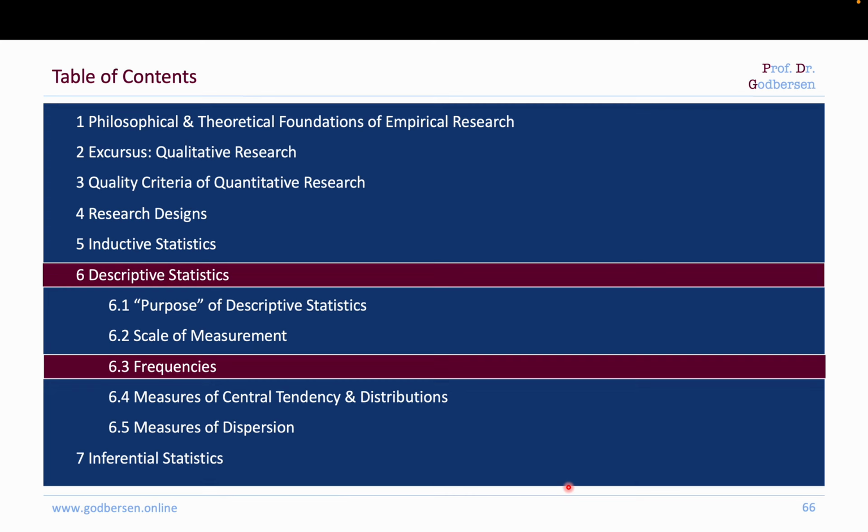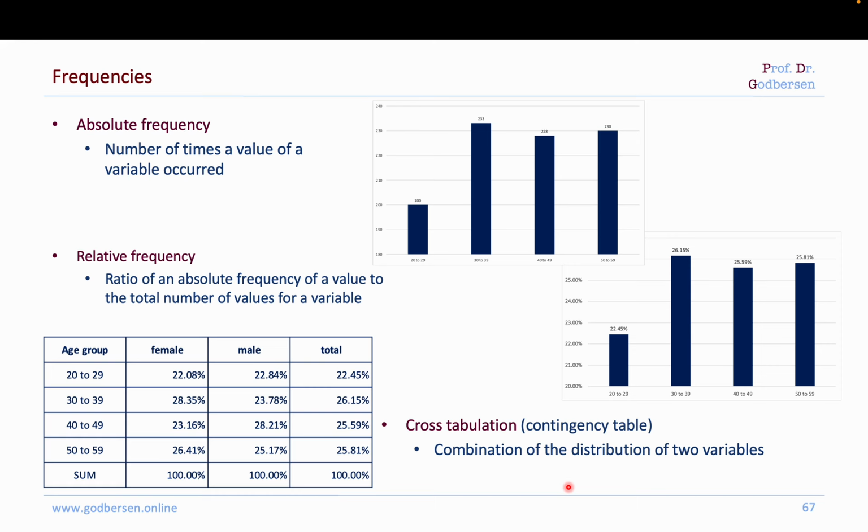Let's go to frequencies. Frequencies you can use with any scale of measurement. Normally it's used with a nominal or categorical scale of measurement. You have absolute frequencies. That is just the number of times a value of a variable occurred. For instance, here we have age brackets 20 to 29, 30 to 39, 40 to 49, 50 to 59. In this example, 200 participants were in the first age bracket 20 to 29, 233 in the next age bracket 30 to 39, and so forth.